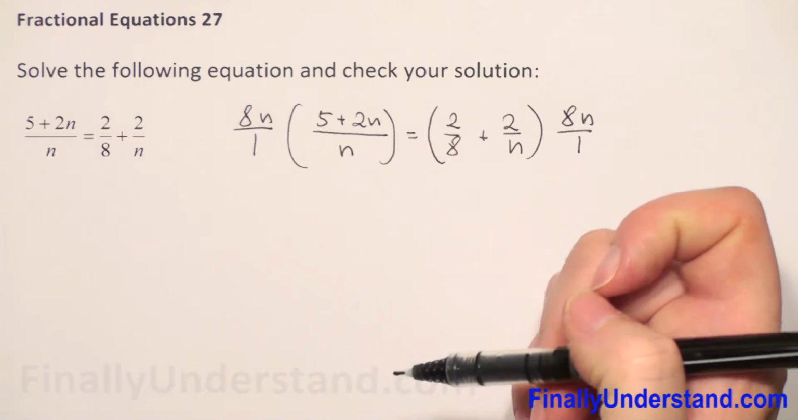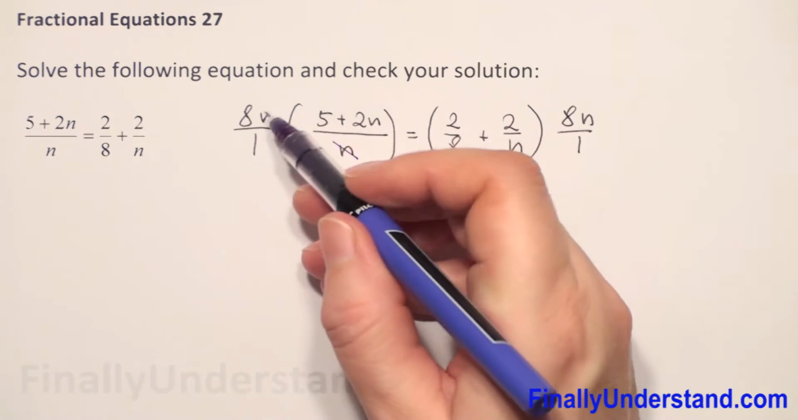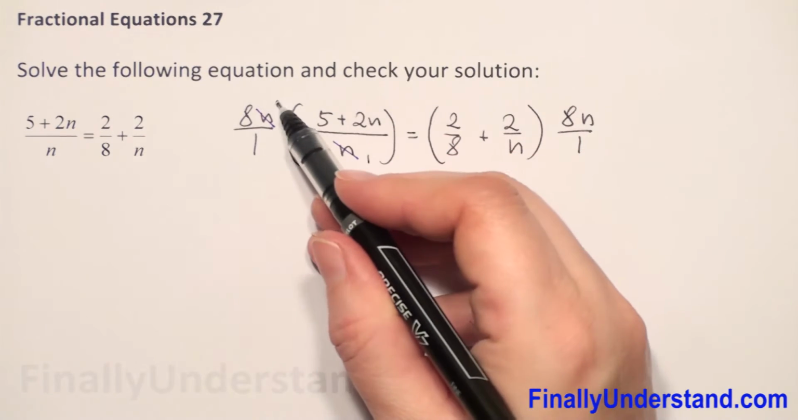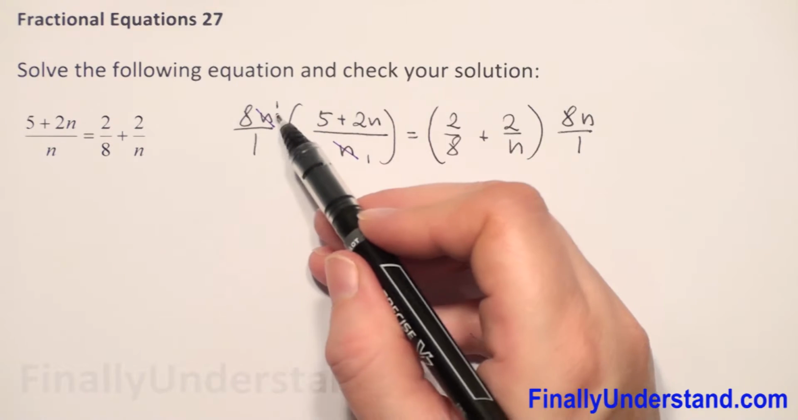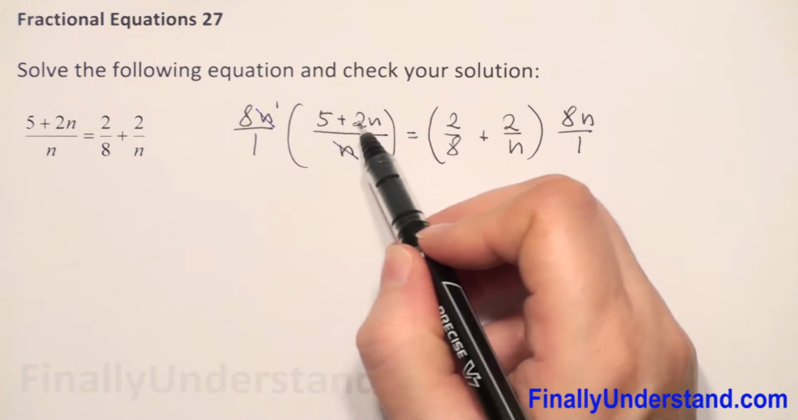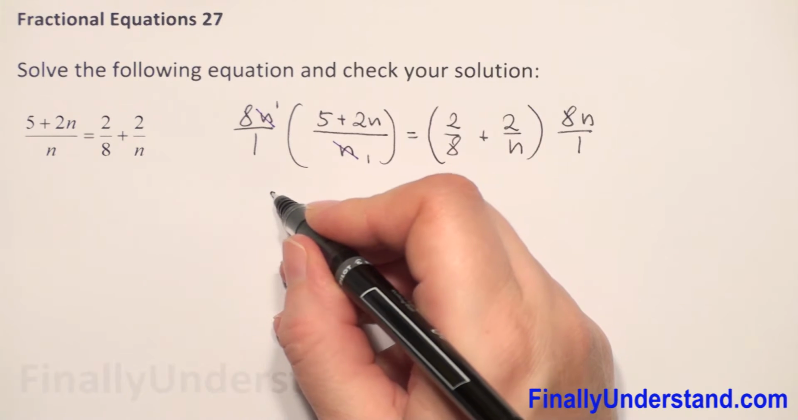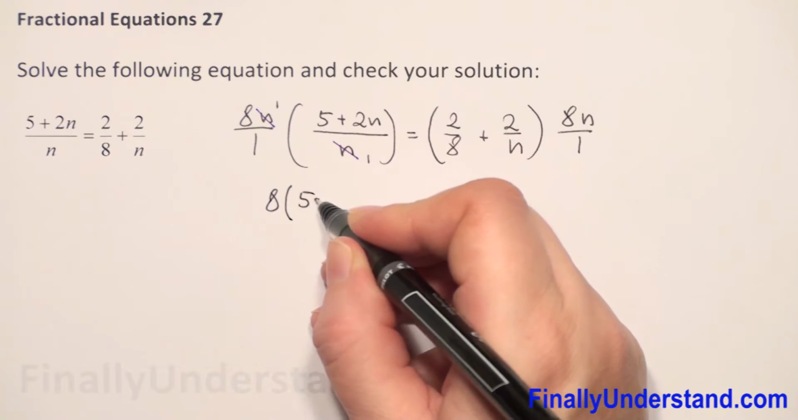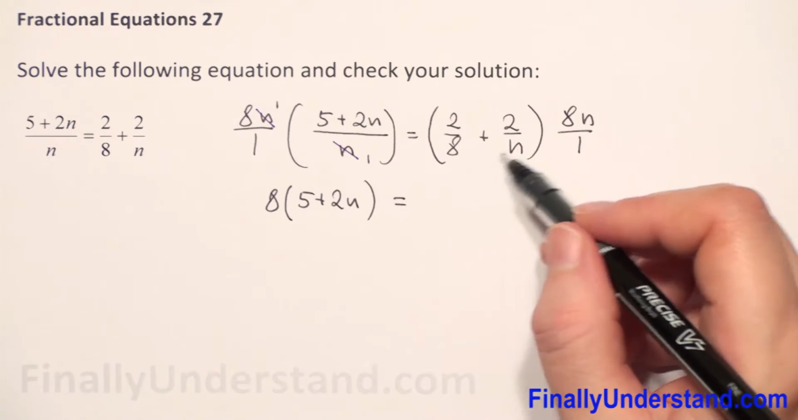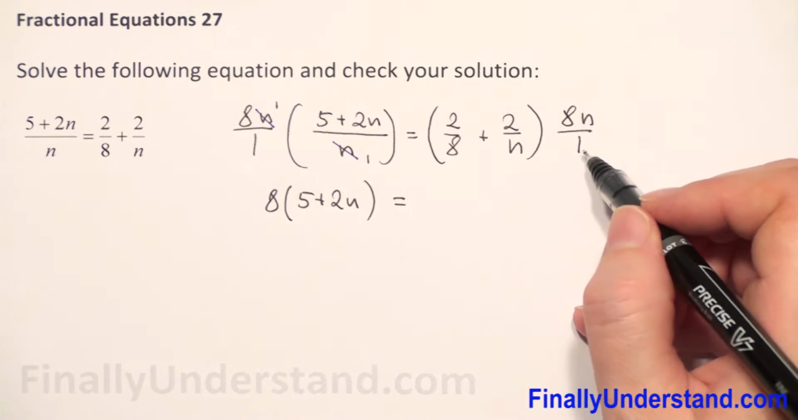Now, on the left side, n with n we can reduce. So it will be 1 and 1. Now we multiply 8 times 1 is 8, and then 8 by this whole expression in parentheses. Over 1 it still will be the same, so we don't have to write it. So it will be only 8 times (5 plus 2n) on the left side. This is equal, and on the right side, every expression in parentheses we have to multiply by 8n over 1.